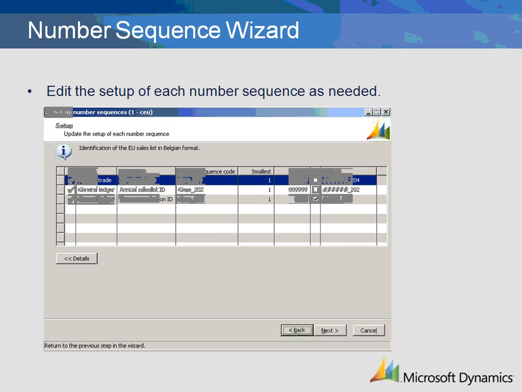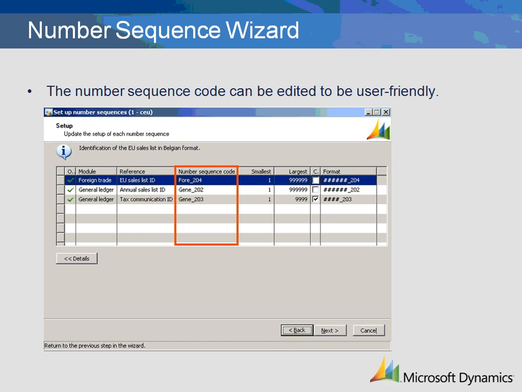Here in the wizard, we can edit the setup of each number sequence as needed. Click on the Detail button to view all fields. The module and reference for the number sequence cannot be changed. These fields display the module and purpose of the number sequence. The number sequence code is referenced throughout Microsoft Dynamics AX. It is used to identify the specific number sequence that has been created.